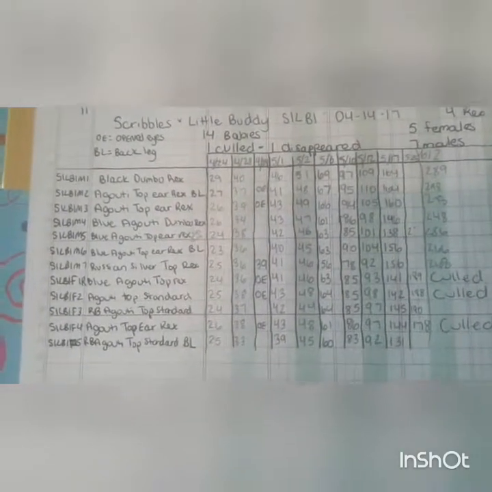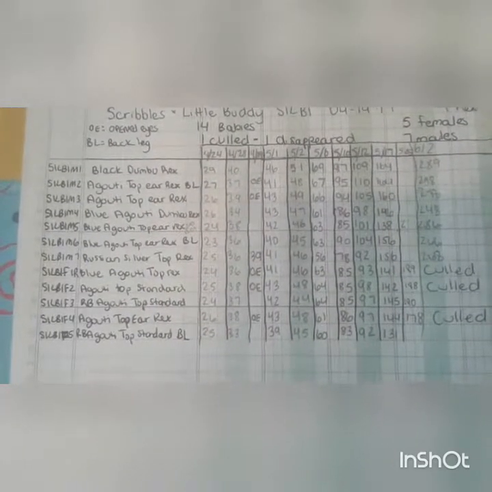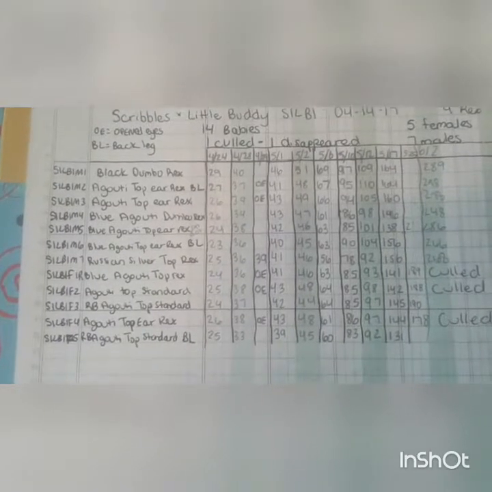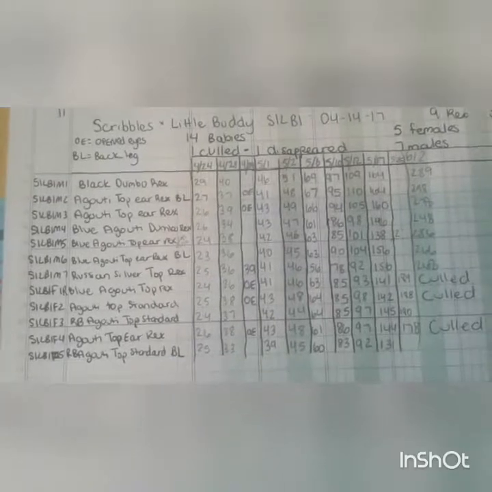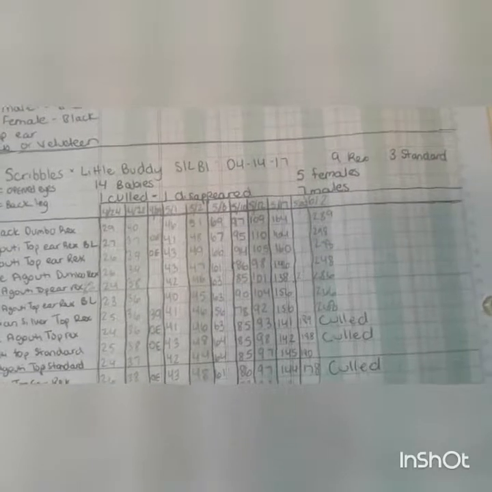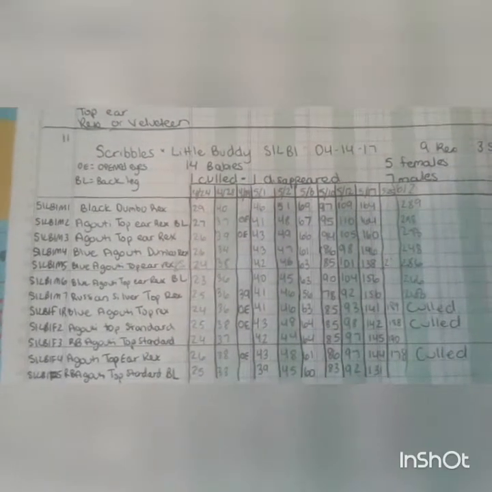Litters. So these are my old litters that I didn't keep very many records on. And then these are the litters that I have right now. So I have all of this. So the S1 is Scribble's first litter. LB is Little Buddy, his first litter. And then M1 is male 1. So then I have the information on, there's 9 Rex, 3 standard, 5 females, 7 males, 1 culled, and 1 disappeared, which I figure she culled on her own.